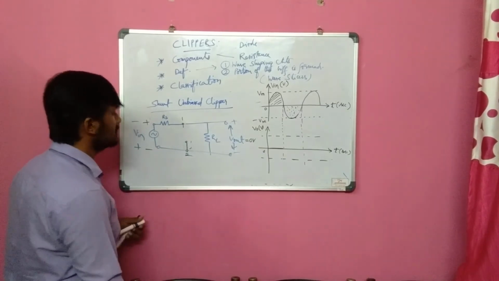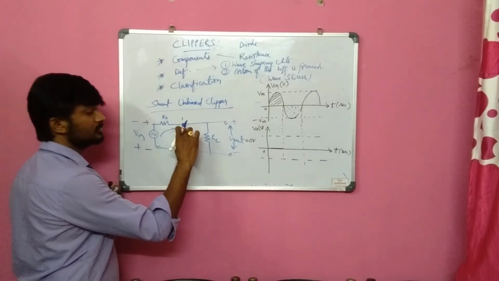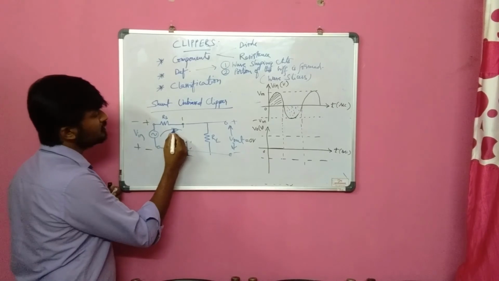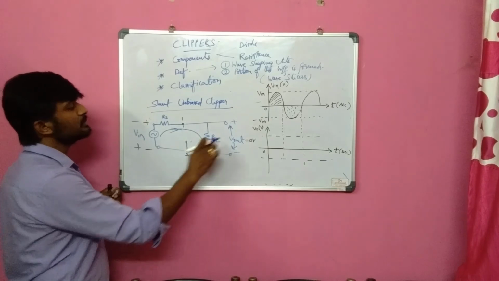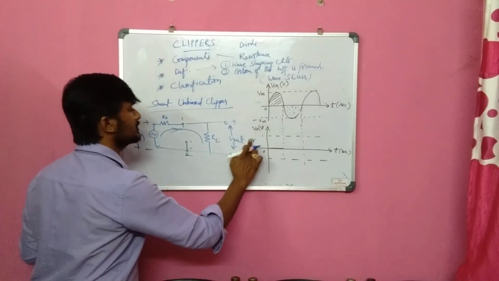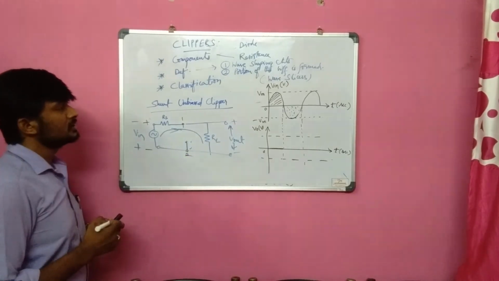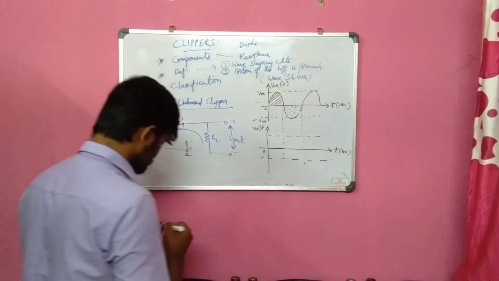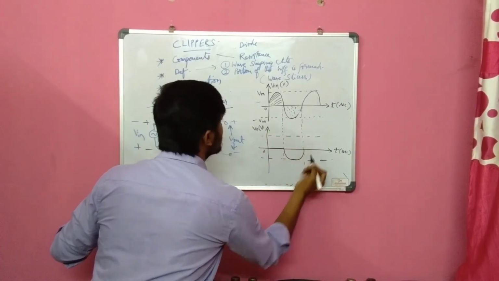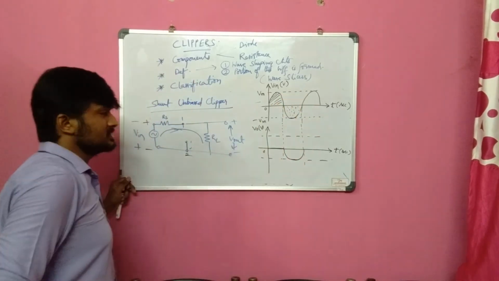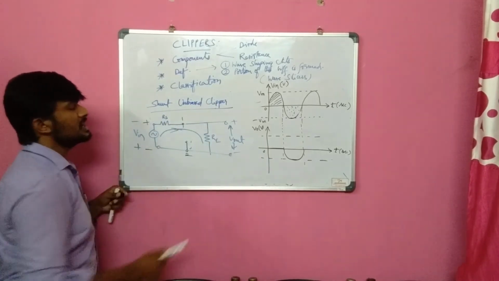Removing the diode means that due to Vin there will be current flow, but as there is no connection here, the current flow will be like this. So the drop will be across the load resistance RL. So for the negative half cycle I am getting the output across RL, that is Vout, and no output again for the positive half cycle. This is the output for the shunt unbiased clipper.